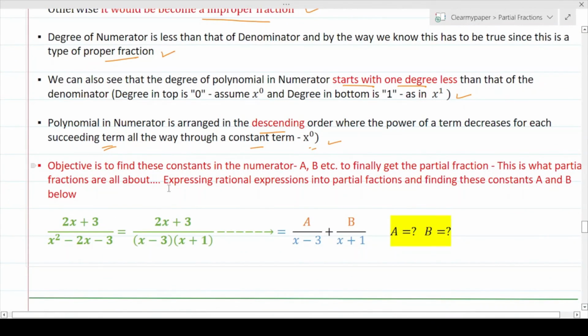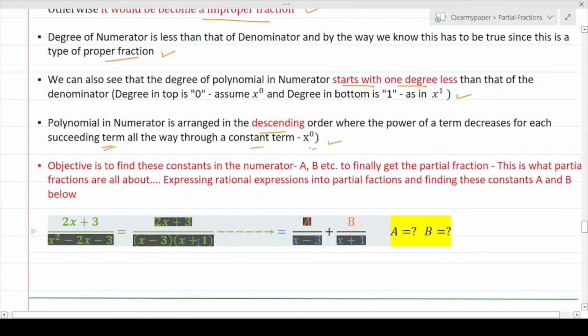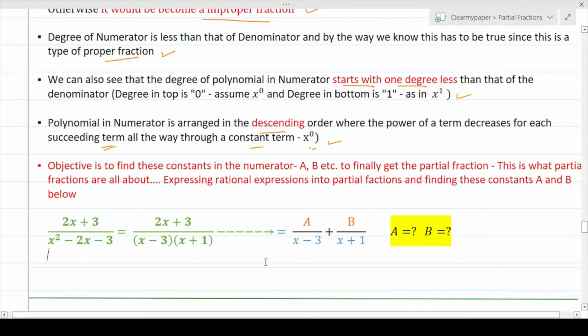If you see here, expressing rational expressions into partial fractions and finding these constants A and B below, that's what the whole problem is. We'll start from here and jump into factorizing it all along the journey. Since we're going to express this partial fraction in this way, our objective is the value of A and B and how to find them, so that we get the final answer of solving this given rational expression into partial fractions. And that's the whole intuition.